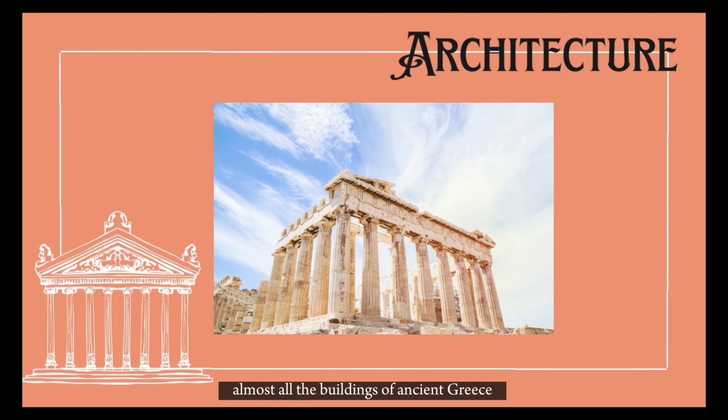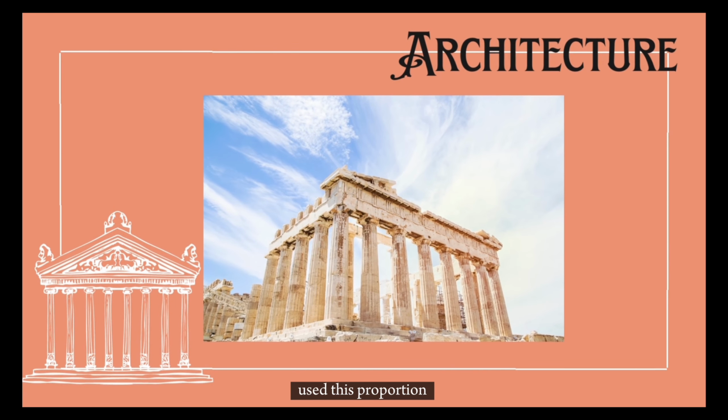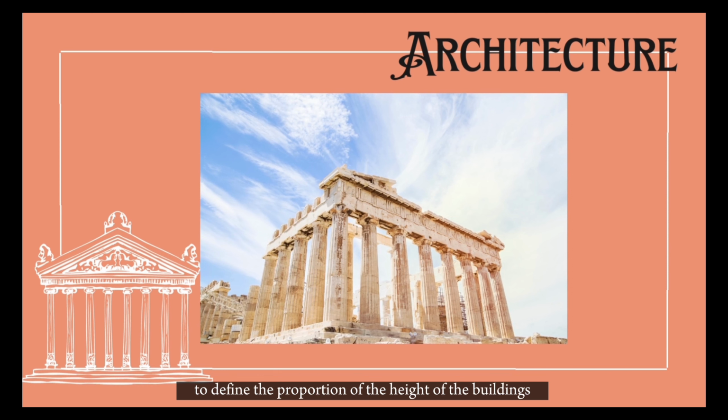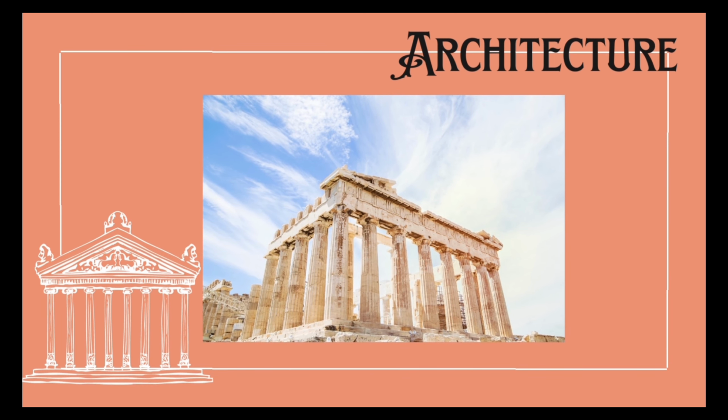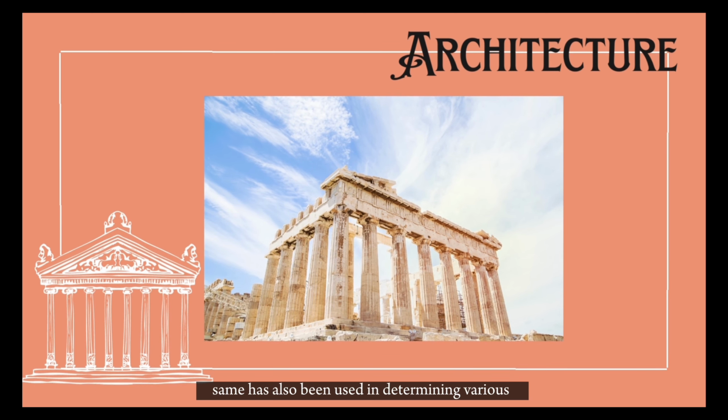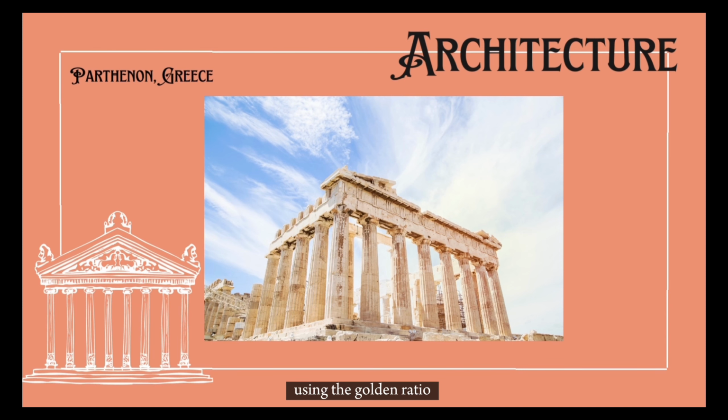In architecture, almost all the buildings of ancient Greece used this proportion to define the proportion of the height of the buildings to their base. The same has also been used in determining various architectural elements found in the Acropolis of Athens. The Parthenon is one of the most famous examples of ancient Greek buildings designed using the golden ratio.